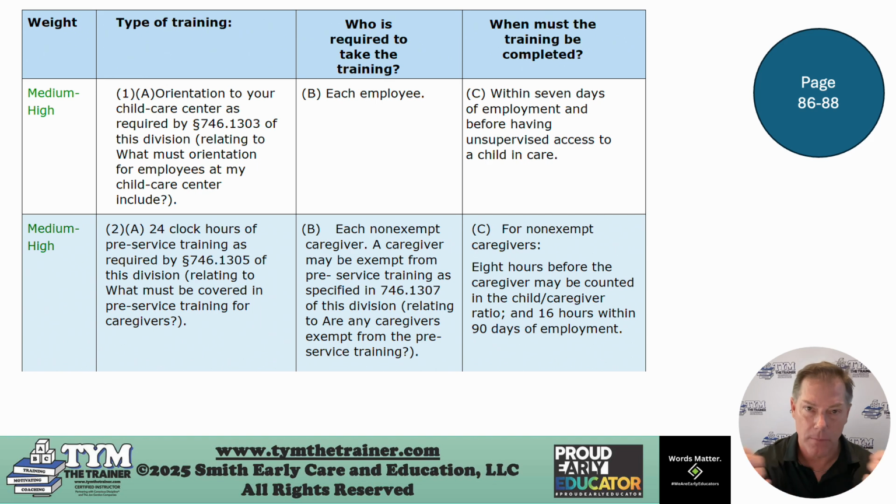It does say that if you completed pre-service at another location and you've got documentation showing that, and you can provide that, then you don't have to do it again. You're also going to see where it says that you can complete 8 hours of pre-service before being counted in child-staff ratio, and then the additional 16 hours within the first 90 days of employment. While I agree that is helpful, I don't recommend it. Just get all 24 hours done up front, and then you don't have to worry about the 90-day mark. All right? So that is pretty critical right there.